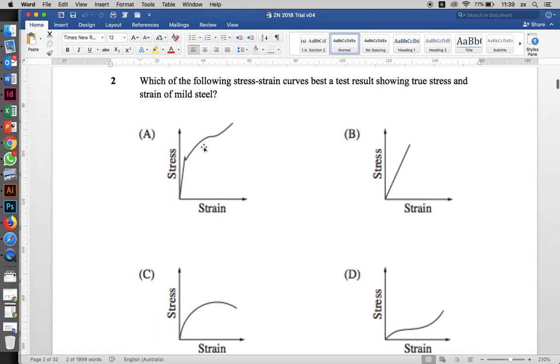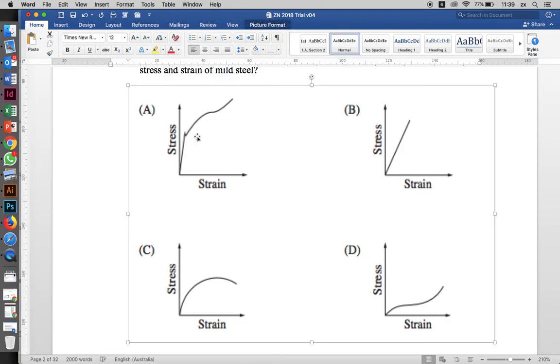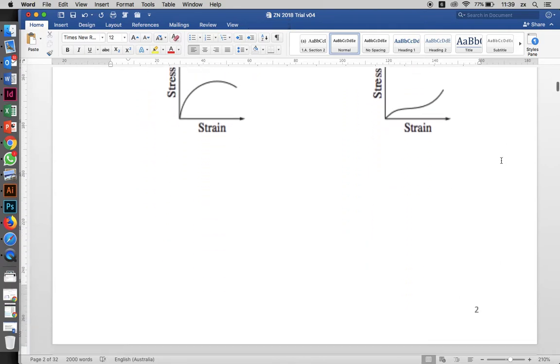Okay, so the next question here is, which of the following stress strain curves best represents a test result showing true stress and strain of mild steel? Because it's true stress, that means it needs to curve up. So these two are both true stresses. And mild steel has a definite yield point, whereas this material has a progressive yield point. So it's going to be that one there. So A is going to be the correct answer for that one.